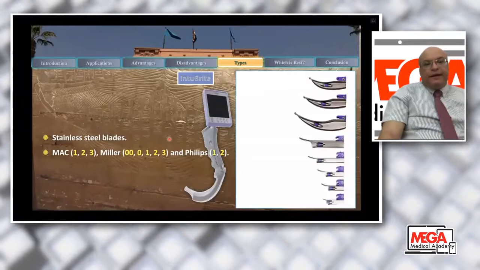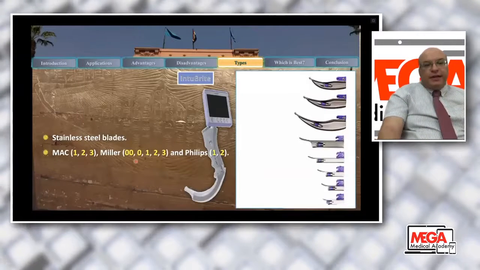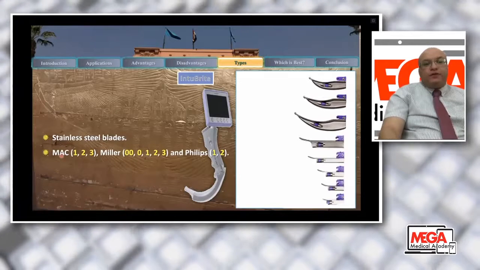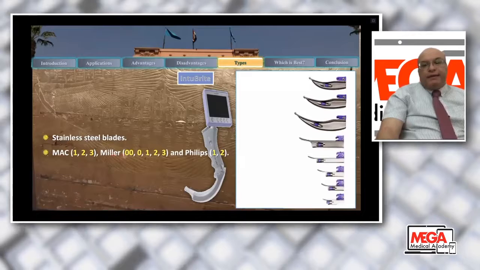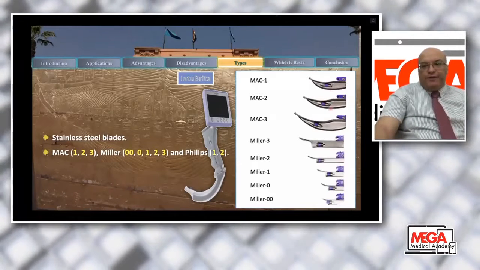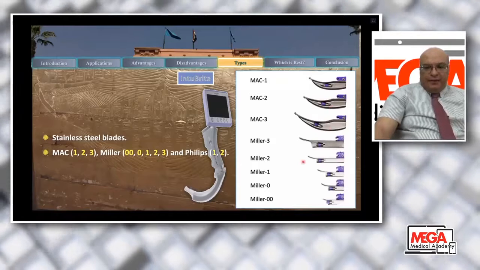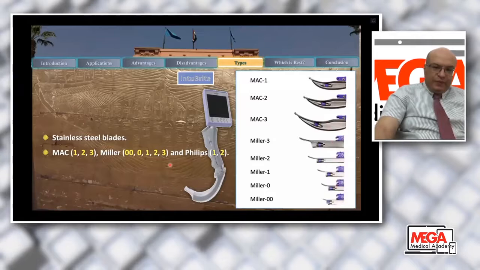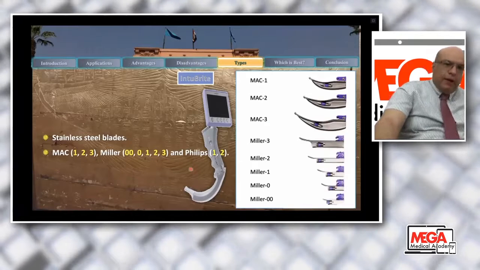Intubrite is another traditional modification. It is stainless steel with Mac blades 1, 2, and 3. Miller blades, you can see here in this one, this curved blade 1, 2, and 3. Miller is available in 00, 0, 1, 2, and 3. And also Phillips blades 1 and 2.